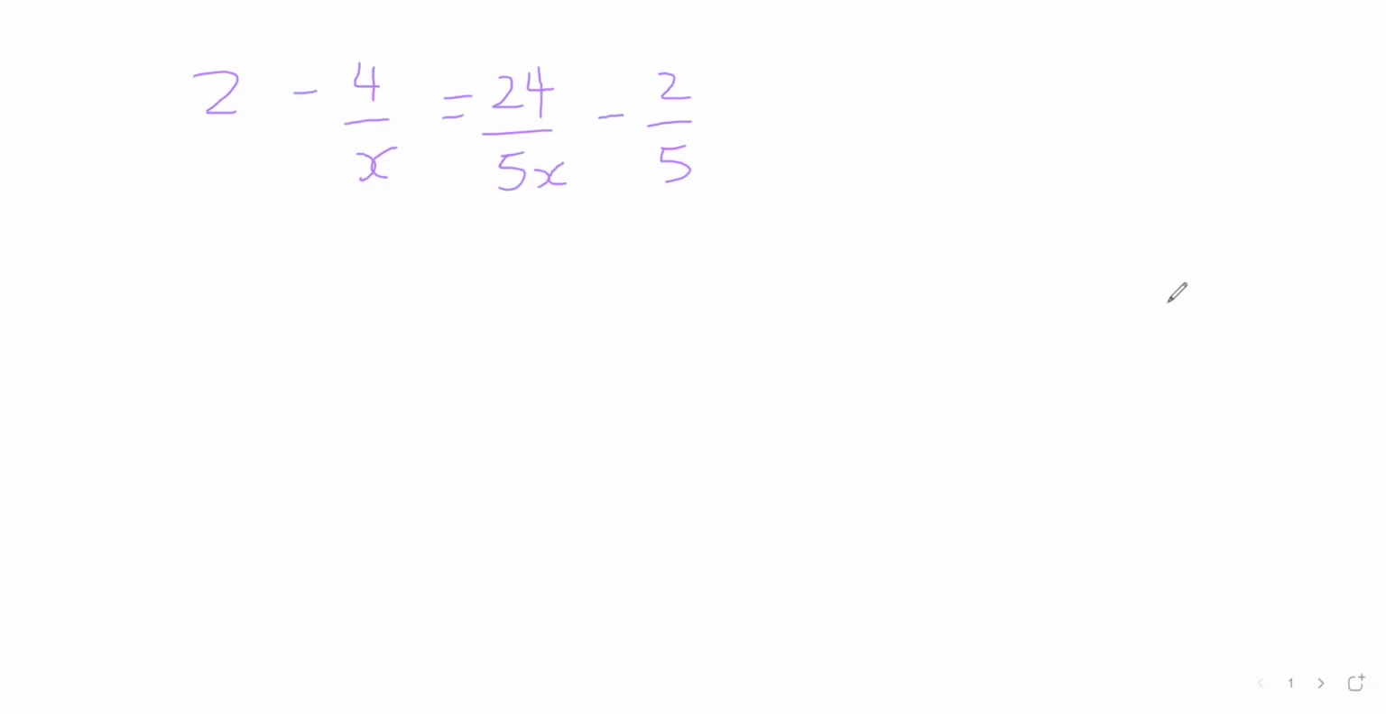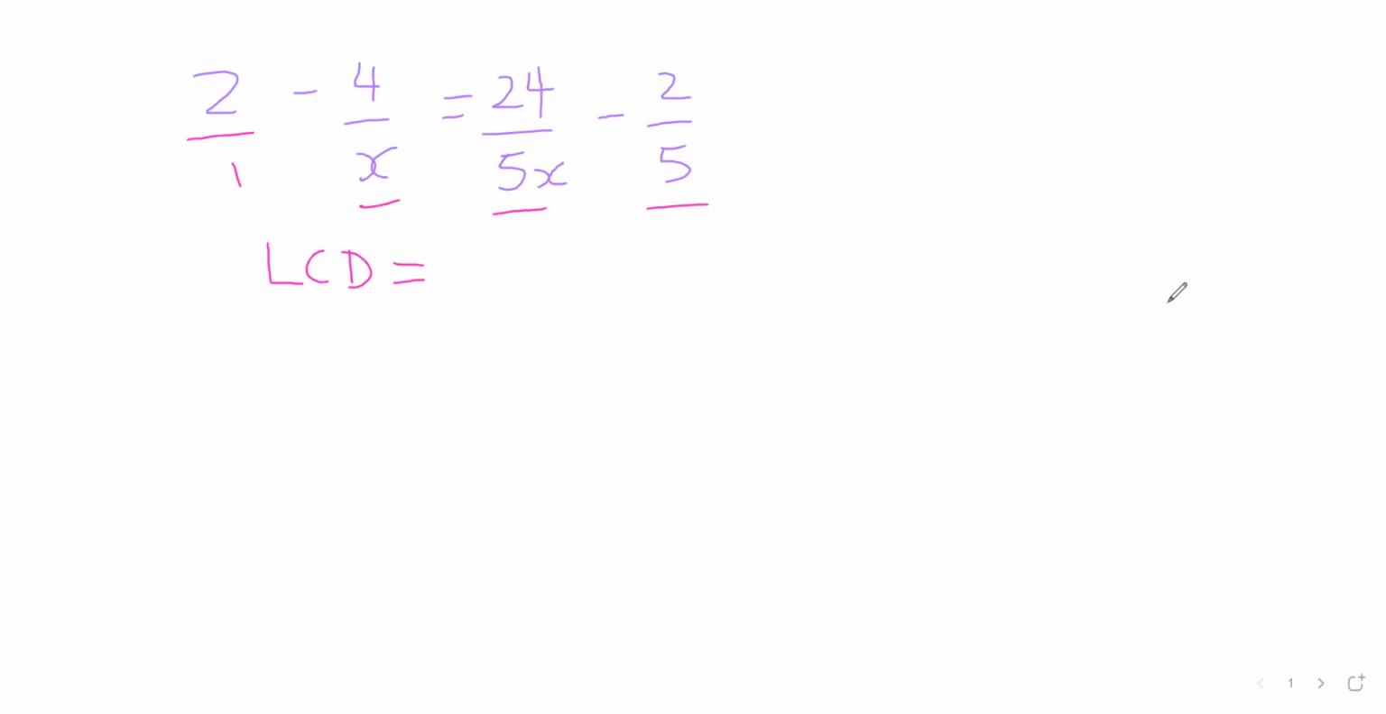Hello, class. I'm going to go over this problem, and I'm going to use the LCD method to solve it. So the first thing we've got to do is find the LCD. We've got an x, we've got 5x, we've got 5, and here we've got a 1. So x, 5x, 5. Now, we know that 5 times x is 5x.